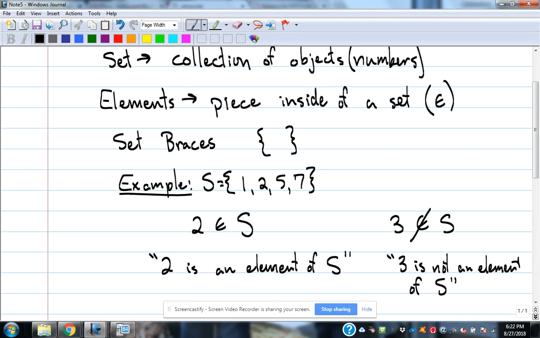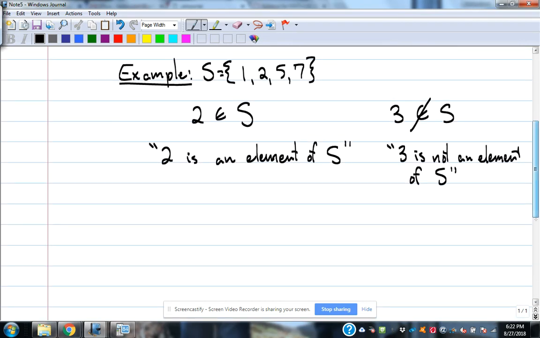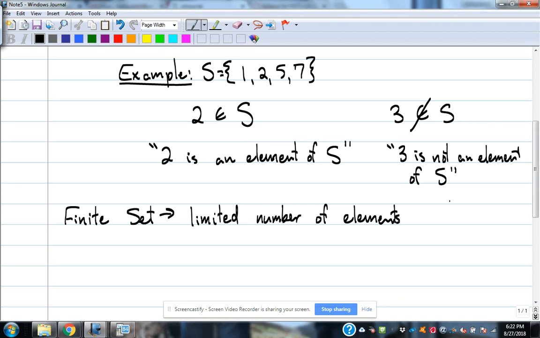Now, there are different kinds of sets. One of those kinds of sets is a finite set. Does anybody know what the word finite means? There you go. A finite set has a start and a finish. It's a limited number. One shorthand way of remembering that: in a finite set, you can count stuff in it. You would be able to count it if it's a finite set.